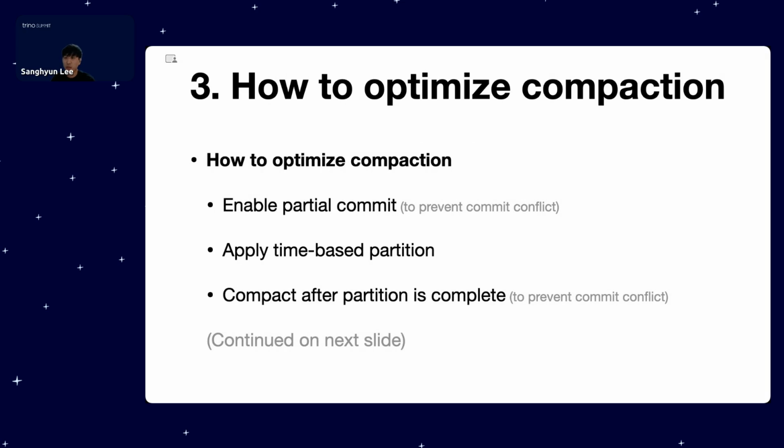Next, let's talk about major configurations for compaction. First, I recommend enabling partial commit, which is disabled by default. Compared to a single large commit, multiple small commits are less likely to conflict. Next, apply time-based partition and perform compaction after each partition is complete, because compacting on hot data can cause commit conflicts.